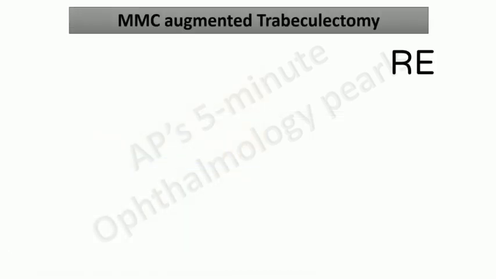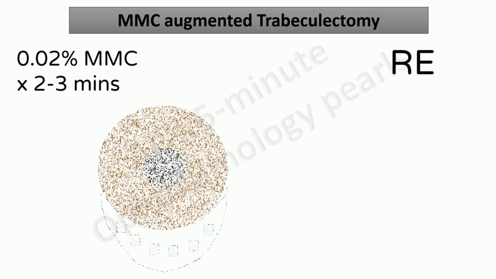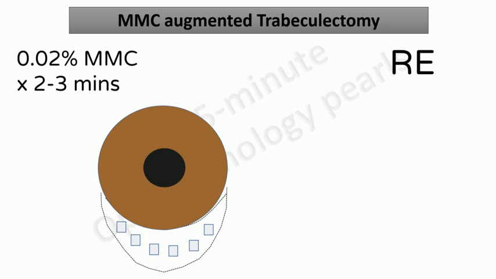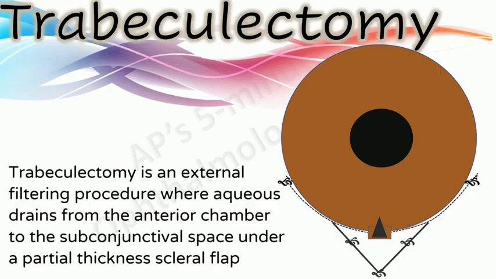An MMC or mitomycin C augmented trabeculectomy may be indicated when bleb failure is anticipated. Mitomycin C is an anti-mitotic agent that reduces postoperative subconjunctival fibrosis and scar formation, which can reduce the effectiveness of a trabeculectomy. Sponges soaked in 0.02% MMC are placed either in the sclera before making the flap or on the remaining scleral bed after making the flap for 2 to 3 minutes, and then any remaining MMC is washed away. The rest of the surgery is performed as usual.